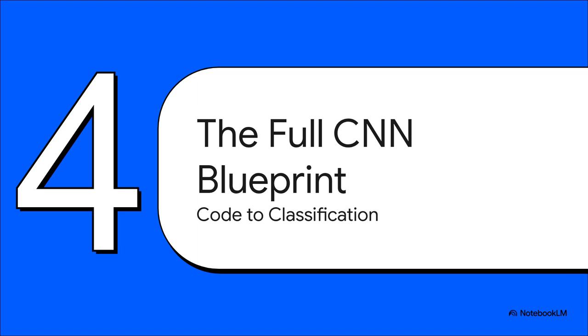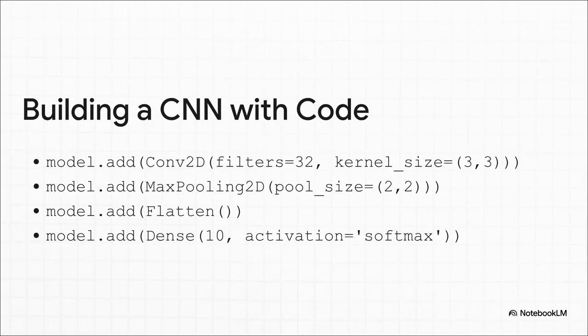Now let's see what this entire blueprint looks like when we actually go to build it with some code. What's so incredible is how these really complex ideas turn into pretty simple, readable code. You can literally see each step we just talked about. Here's our convolution, there's the pooling, the flattening, and the final decision layer. Seriously, building a neural network today is kind of like assembling with high-tech Legos.